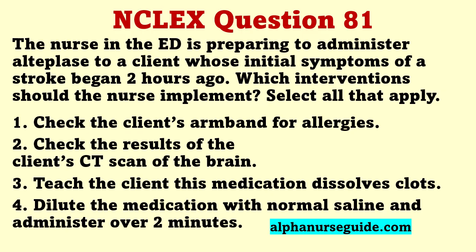There are 3 types of strokes: thrombotic, embolic, and hemorrhagic. The nurse must know that the client has not had a hemorrhagic stroke before hanging a medication that destroys clots. Administering alteplase, a thrombolytic medication, to a client who has had a hemorrhagic stroke can result in the client's death.